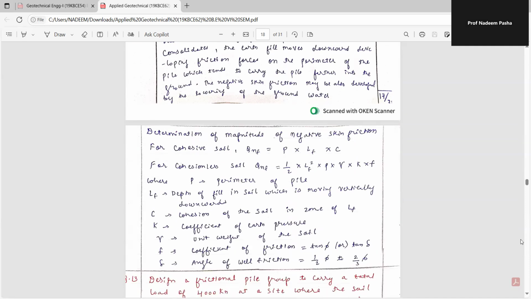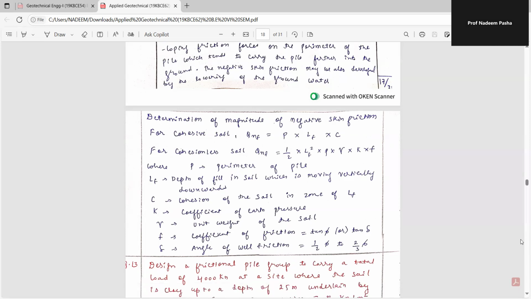Determination of magnitude of skin friction. For cohesive soil, QNF equals P into LF into C. For cohesionless soil, QNF is equal to half into LF square into P into gamma into K into F, where P is the perimeter of pile, LF is the depth of fill in soil which is moving vertically downward, C is the cohesion of the soil in the zone of LF, K is the coefficient of earth pressure, gamma is the unit weight of soil, and F is the coefficient of friction equal to tan phi or tan delta, or tan of the angle of friction, half phi to 2 by 3 phi.